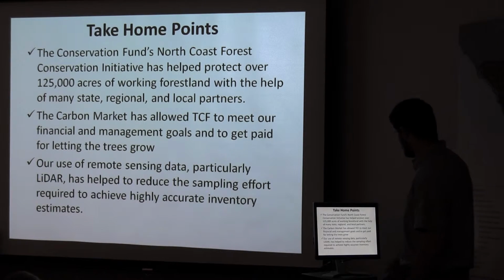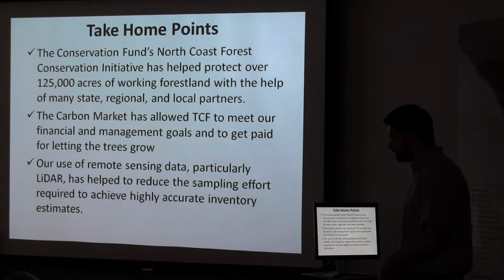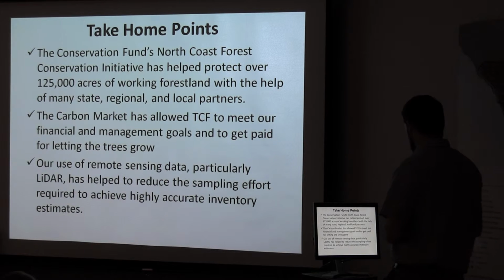I'm sorry I've gone almost all the way in, but we've protected over 125,000 acres in the North Coast, and we're really proud of that. We've worked with so many great partners, we could never have done it otherwise, and we're still learning a lot. The carbon market has allowed us to stay in the black. We get paid to grow trees, not cut them down. Without that, we would not have been able to make ends meet, because the timber market crashed as soon as we got into some of these properties. And the carbon money really was able to close the gap.